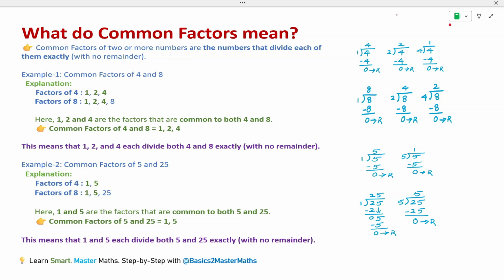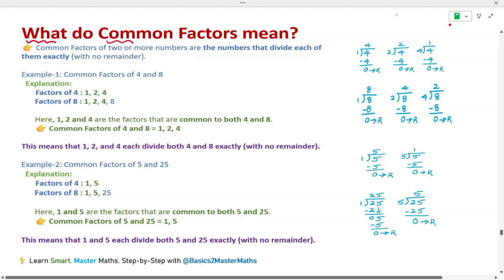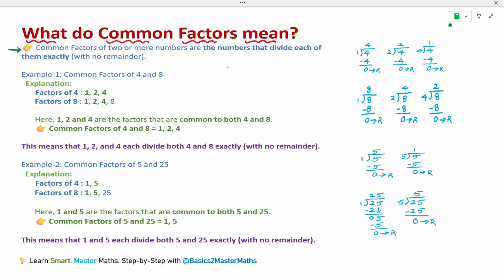Now, let us understand what common factors mean. Observe here: common factors of two or more numbers are the numbers that divide each of them exactly. Got it?